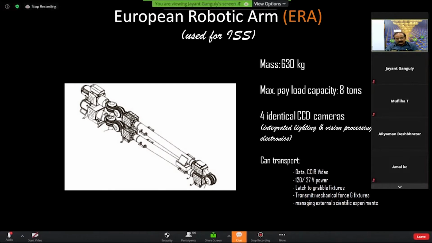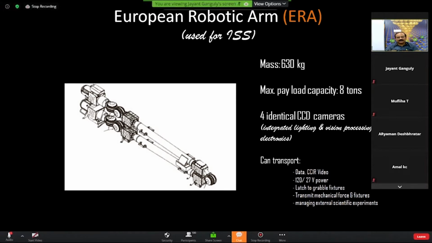We are seeing here the European Robotic Arm, the ERA, which was used for the International Space Station. Its design is shown here. You can see the outline of the different sections of its design. It has a mass of around 630 kg, and a maximum load capacity of 8 tons.